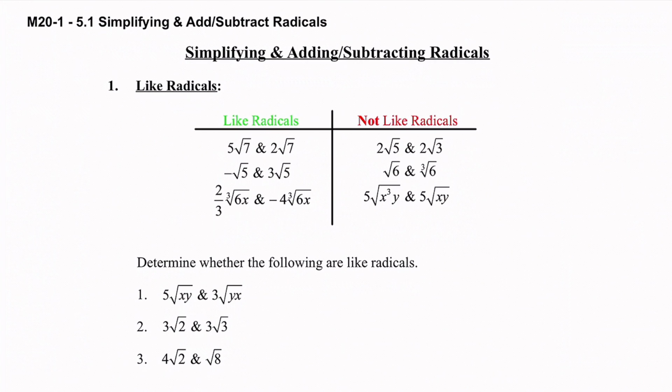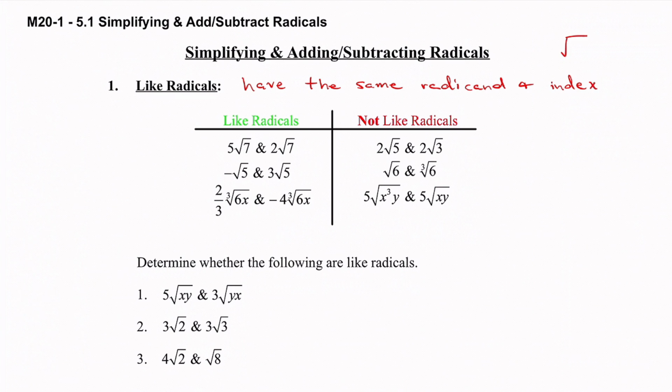So first we're going to start with a definition of what like radicals are. All like radicals are, as you can see here, going to have the same radicand, that is the piece inside the square root, and they are also going to have the same index. So if it is a square root, the other one would also have to be a square root for them to be like. If it's a cube root, the other one would also have to be a cube root. So let's write out what a like radical is. They have the same radicand and index.